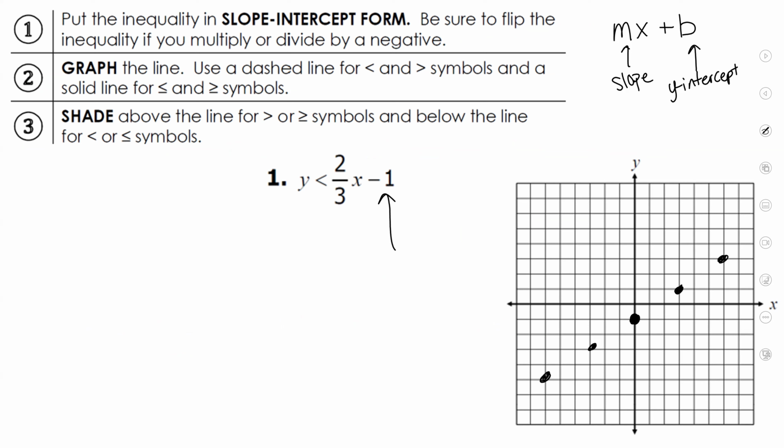Okay, so that's my line. Now let's look at the notes. You're going to use a dashed line for these symbols and a solid line for these symbols. So guys, what kind of line will I use for this symbol? It'll be dashed because we don't have an equal sign. So go ahead and connect these points with a dashed line.